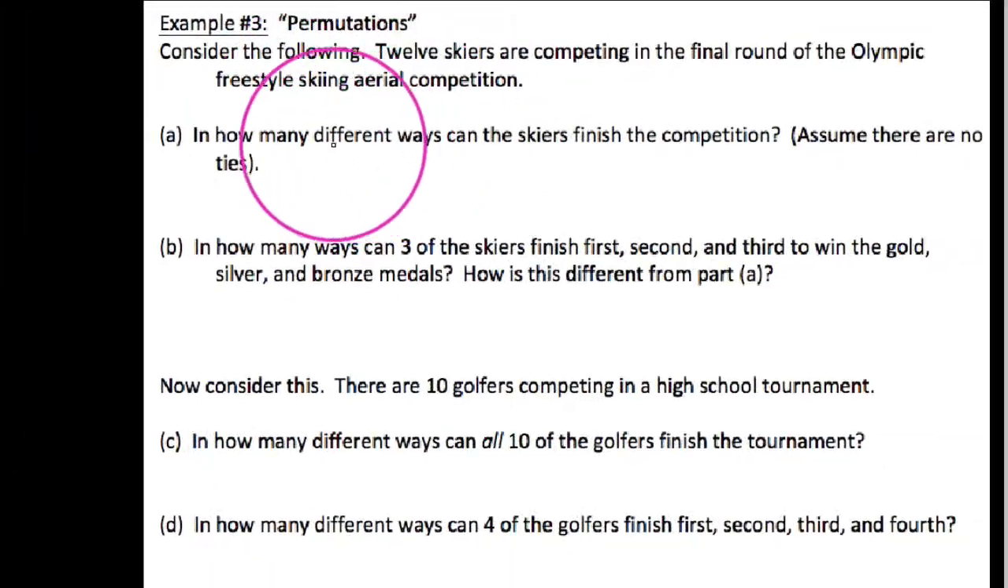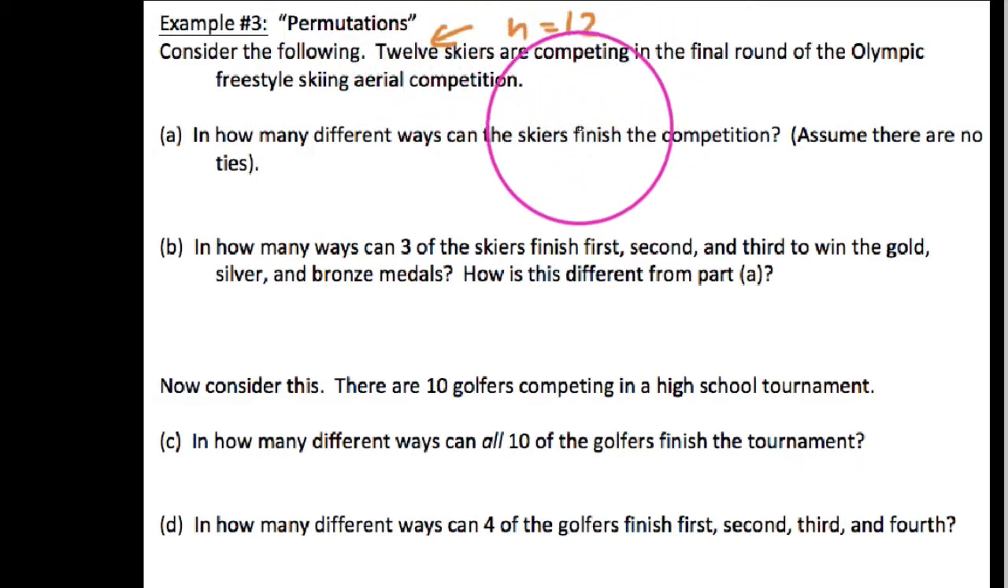So let's try to use this here alongside the fundamental counting principle to determine these easiest situations. It says consider the following situations. We have 12 skiers competing in the final round of the Olympic freestyle skiing aerial competition. So what's our n value here? Remember, n represents the total number of objects that we have. In this instance, n is equal to 12.